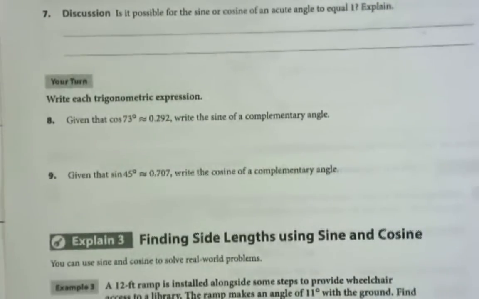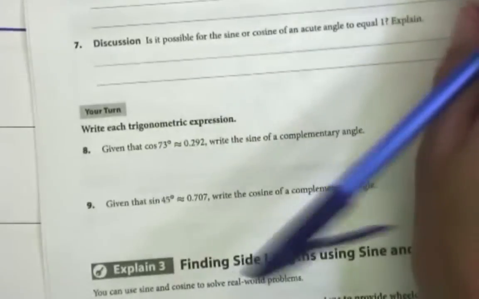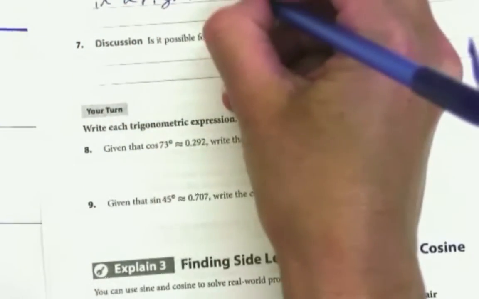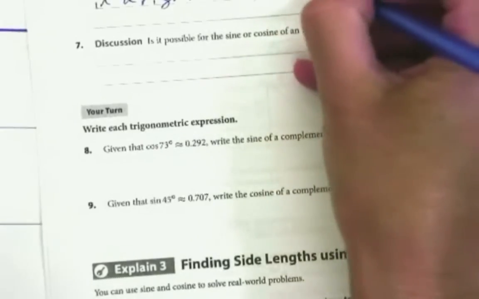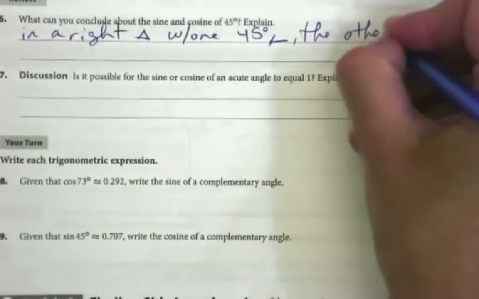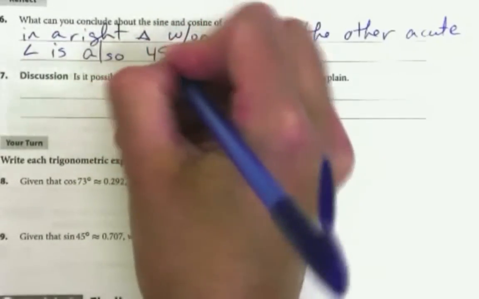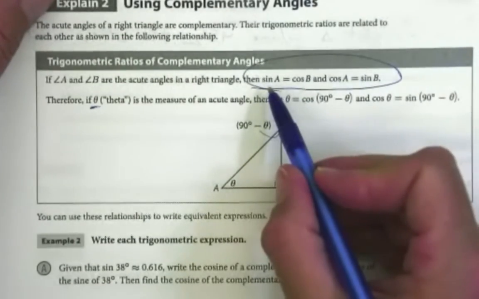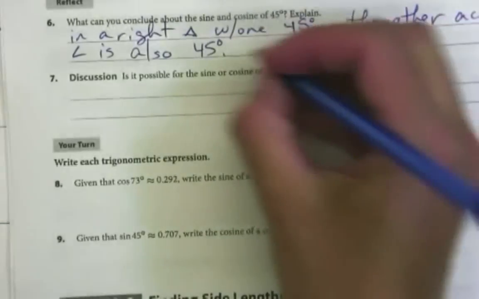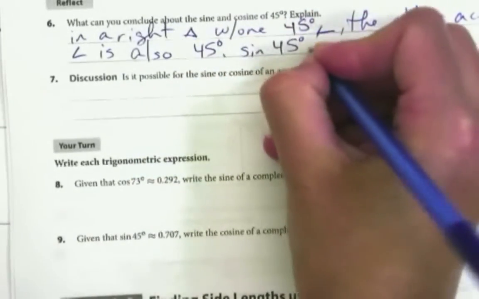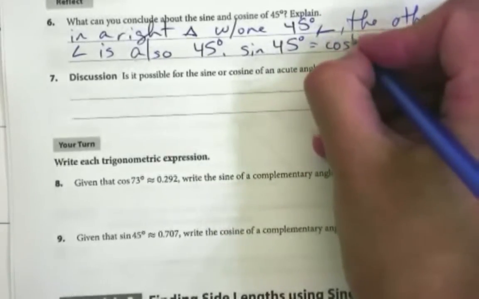What can you conclude about the sine and cosine of 45? So in a right triangle with one 45-degree angle, the other acute angle is also 45. So if I use the fact that the sine of one acute angle will equal the cosine of the other, that means that the sine of 45 degrees equals the cosine of 45 degrees.